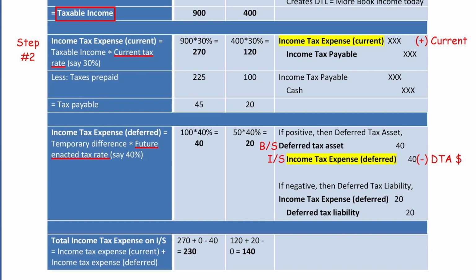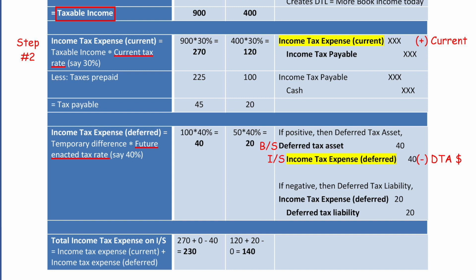So once again, the temporary difference that created this deferred tax asset, the temporary difference of $100, that was an add when we calculated taxable income in step number 1. In step number 2, the actual deferred tax asset for the year, $100 into 40%, $40, that's less when we are calculating the income tax expense.